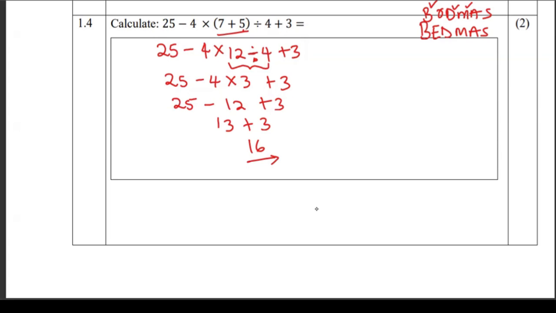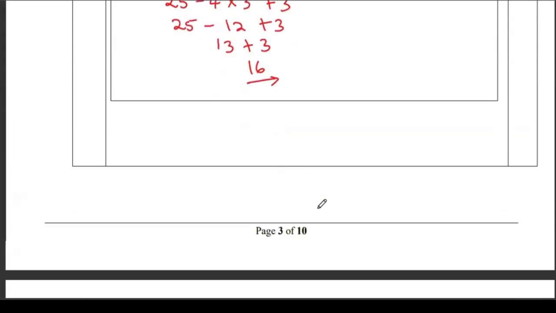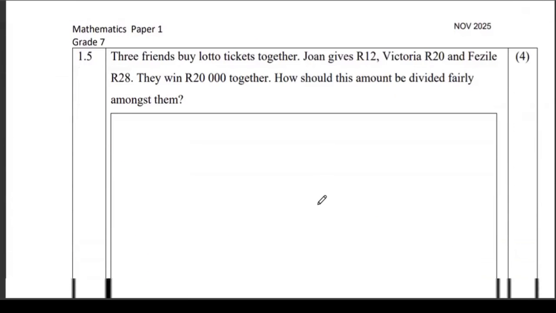But in cases where you have multiplication and division, any can start. So you can start with multiplication, then divide. That's the order. If multiplication and division have been sorted out and you have addition and subtraction, any can still start, for as long as there's no multiplication there. Okay, so that is 1.4.